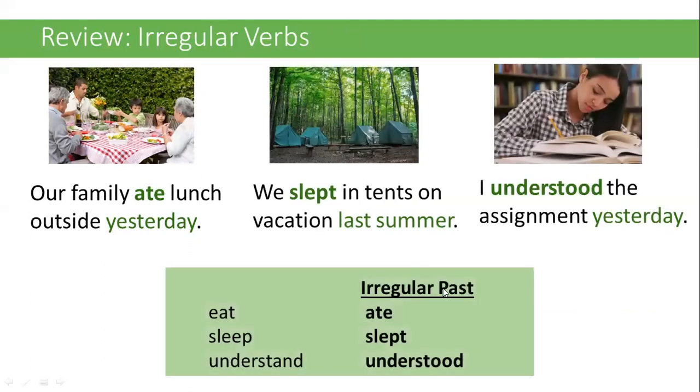Okay, so let's look at this. You see the irregular past verbs: ate, slept, understood. The verb one is eat, sleep, and understand. Because you express an activity which happened in the past, we cannot use the original verb. Okay, you cannot use the verb one. You have to use the second verb.